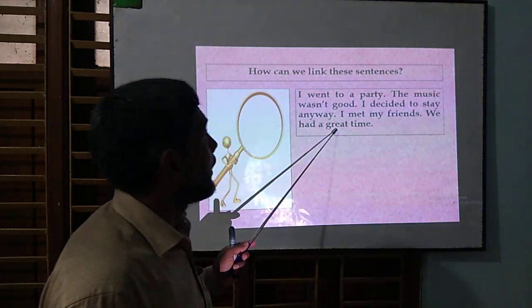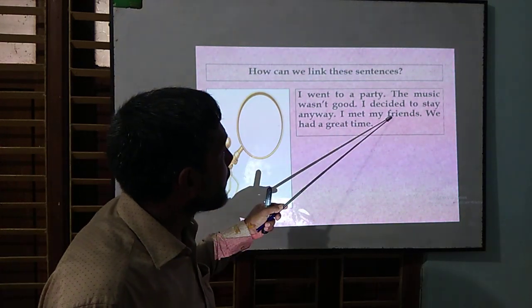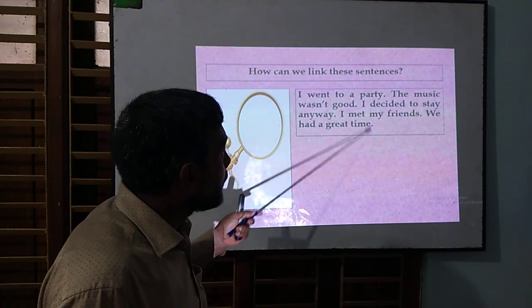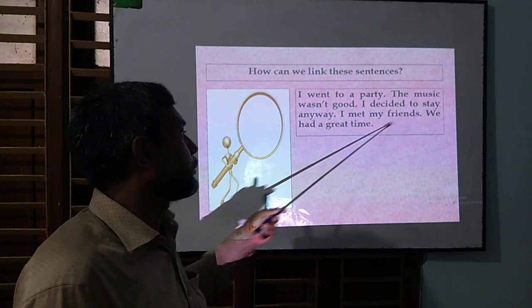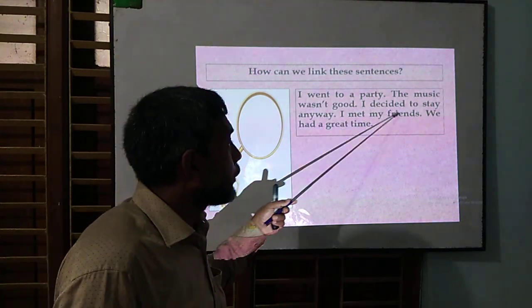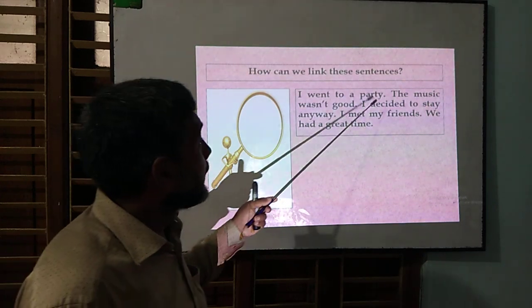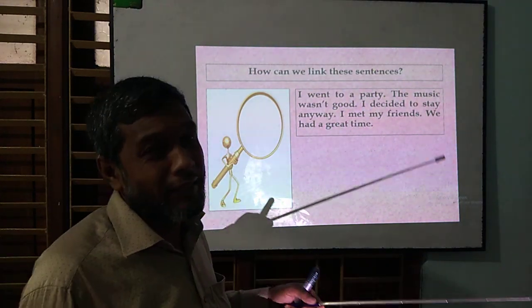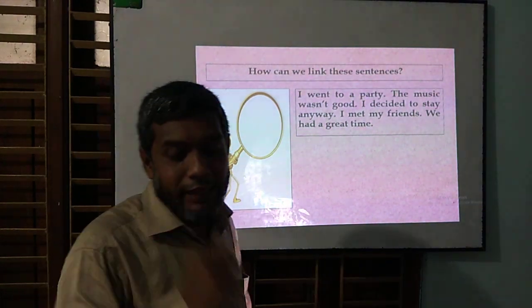We had a great time. Again, I met my friends and we had a great time. Then the same relation with these two sentences. Here there is no different or opposite relation between these two sentences. So if I would like to join these two sentences, my connectors will be one type. If I would like to join these two sentences, my connectors will be another type, because it depends on the relation between the two sentences.